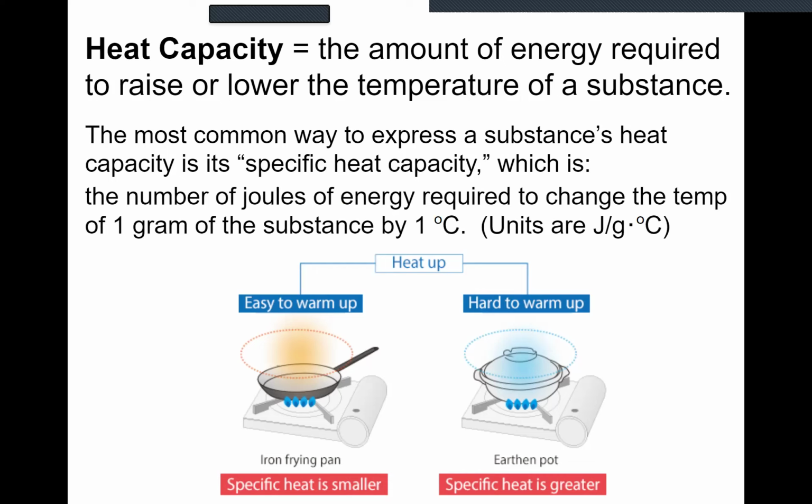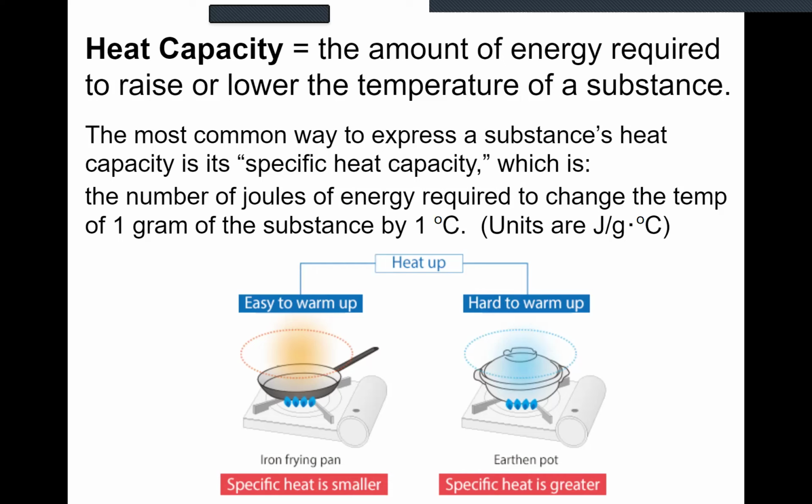The units, therefore, would be joules per grams times degree Celsius. Famously, one of the highest specific heat capacities in a substance that we see in everyday life is water. Liquid water has a specific heat capacity that's about 4.18 joules per grams times degree Celsius. That's very high compared to several other substances, and it's the reason that oceans have a moderating effect on climate.